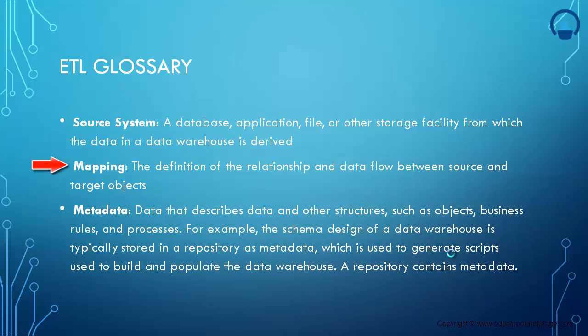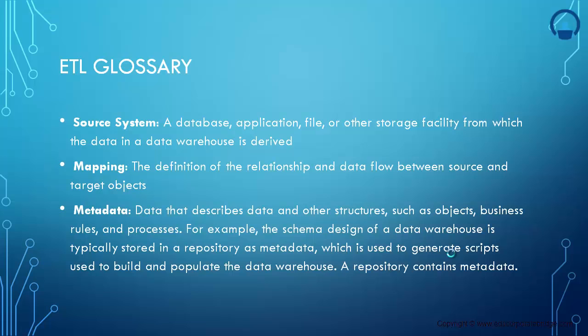Mapping. What is mapping? Mapping is a definition of the relationship and the data flow between the source and target objects. Mapping is the place where the transformation process of ETL is done. Whatever changes we require in the source data are done in the mapping. Like we want to add two numbers.